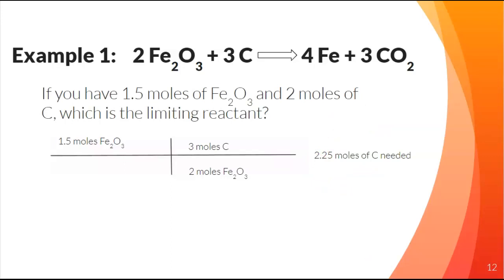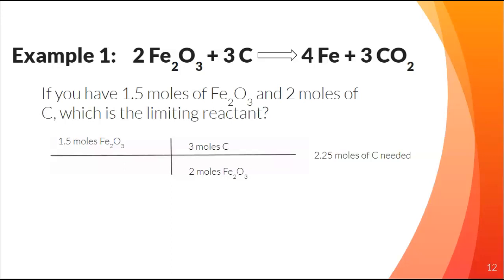Do I have 2.25 moles of carbon? What does my problem say? No, I only have 2. Oh, so I'm not going to have enough, am I? I'm going to run out of that, aren't I? I'm going to run out once I get to 2. So that must be my limiting reactant. Okay, so there it is. I figured it out. Pretty easy.